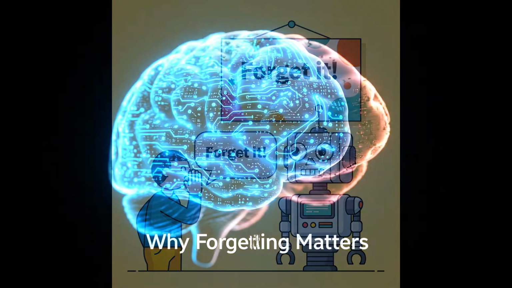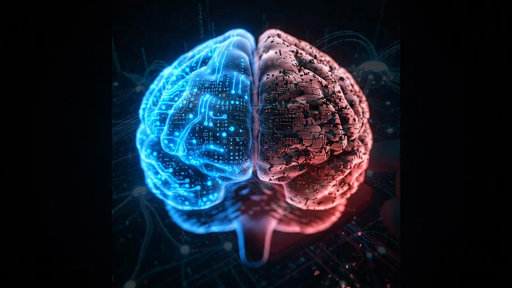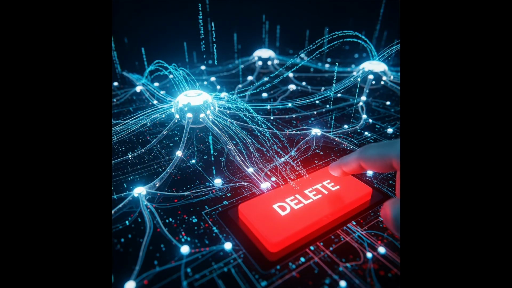Part 1. Why forgetting matters. Imagine you tell your friend a secret, but later regret it. In real life, they might still remember. That's exactly the problem with today's AI models. When we train them on data, even if you delete the data later, the influence of that data is baked into the model's brain, its weights.